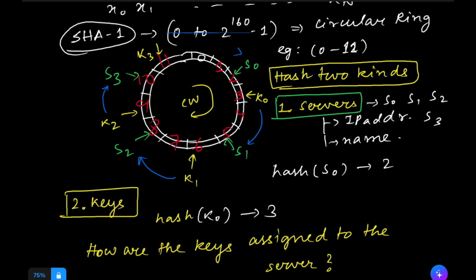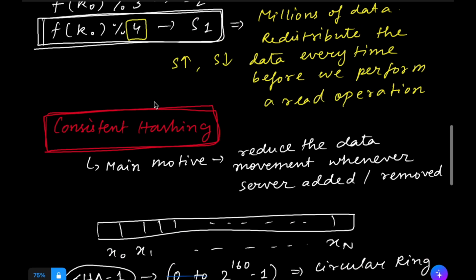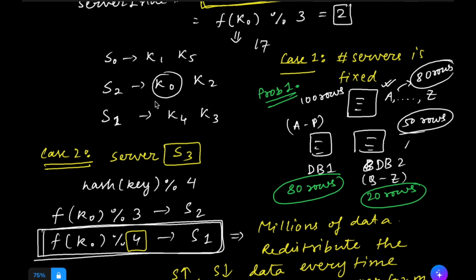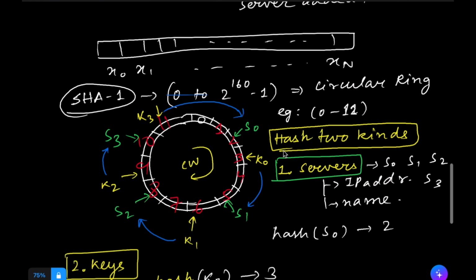Okay, yes, this is assigned to S0, and by this we have assigned our keys to our servers. So how does this solve the two problems which we faced? The first problem, if you remember, was that we had uneven distribution of data in the databases, but in this case the data is distributed and each server has its own keys.